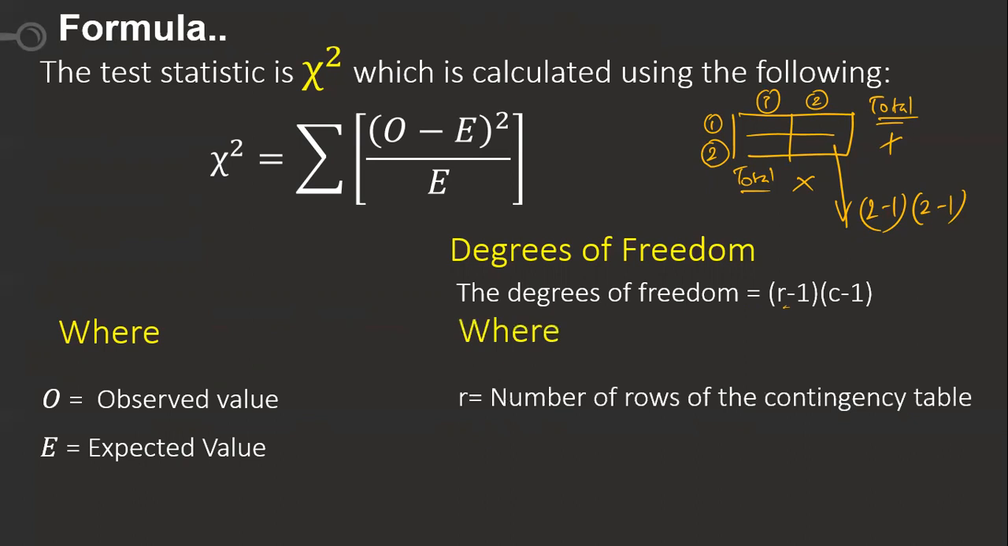R is the number of rows of the contingency table and C is the number of columns. Keep in mind that the total row and total column should not be taken into consideration. Sometimes the total will be given and sometimes not. If the total is not given, we just calculate the total and proceed. We'll see one example so that you will understand.